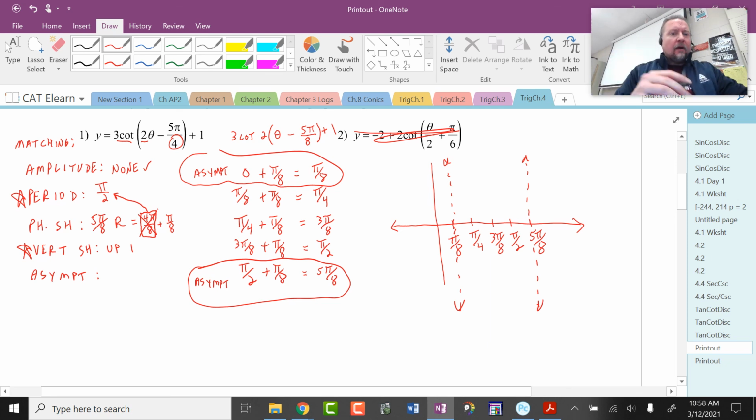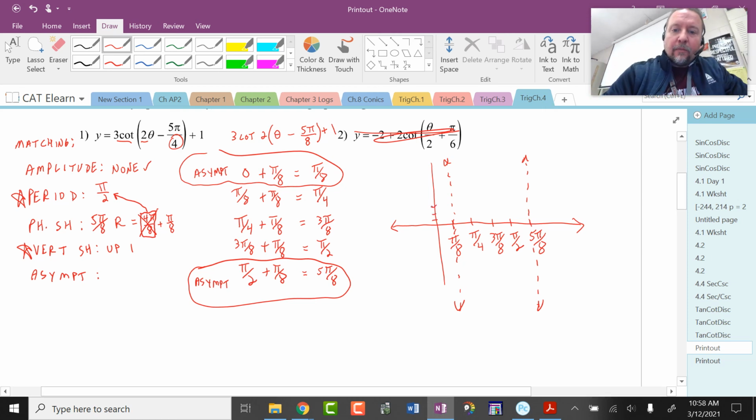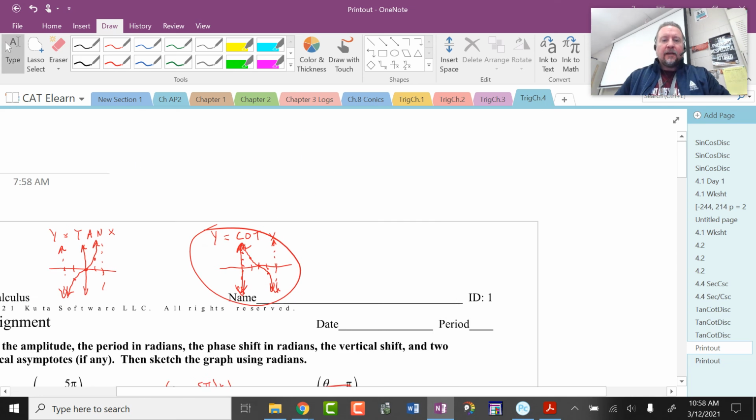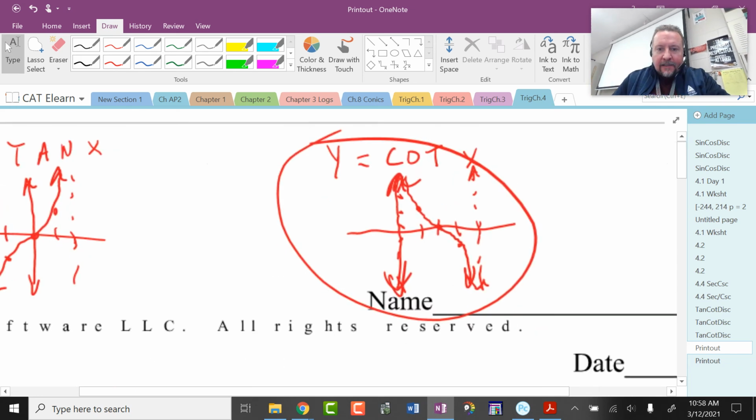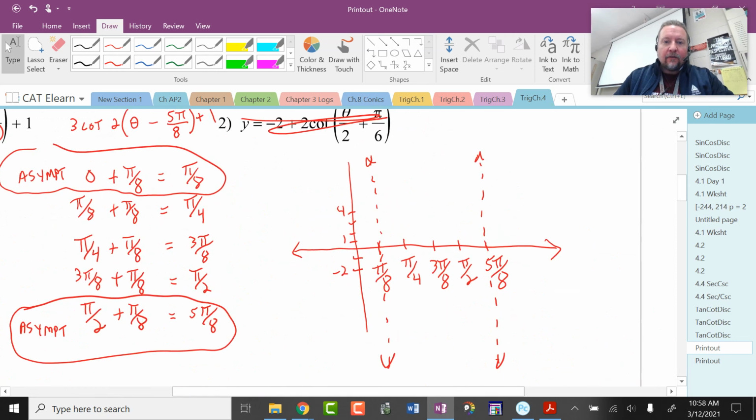Okay, now 3 to -3, but move up 1. So now 4 is one of my critical values, 1 is, and then -3 moves up to -2. So all you want to do is mark those as numbers on the axis so you pay attention. Cotan's not flipped. So let's look at the parent one more time. Cotan decreases. So between the asymptotes, we have a decreasing behavior.